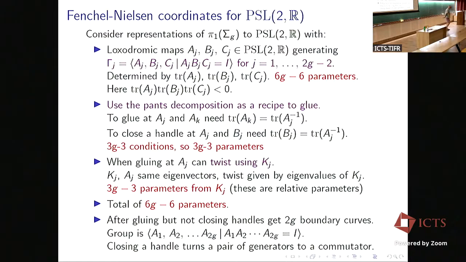But then whenever I close a handle, I turn a pair of generators into a commutator. And lo and behold, as if by magic, we have the usual relation for a surface group, namely that it's got 2G generators and one relation, which is a product of G commutators. So everything fits together beautifully. And when I first saw that, I thought, phew, but I also thought how nice that was.